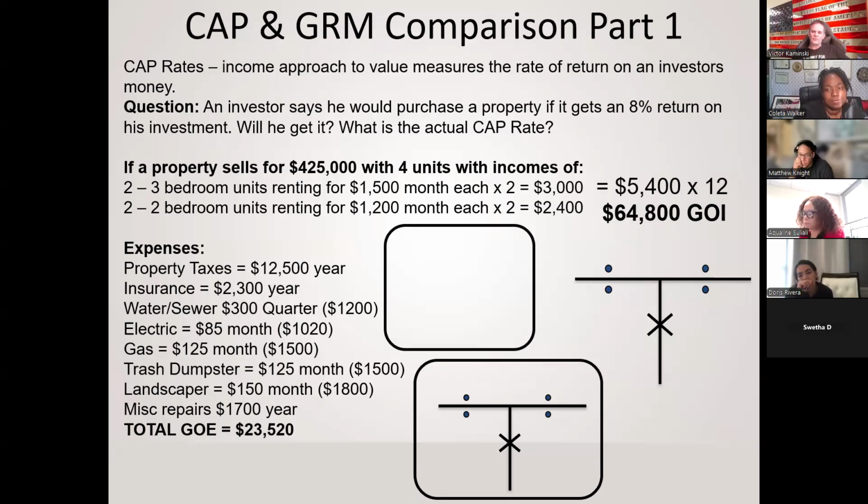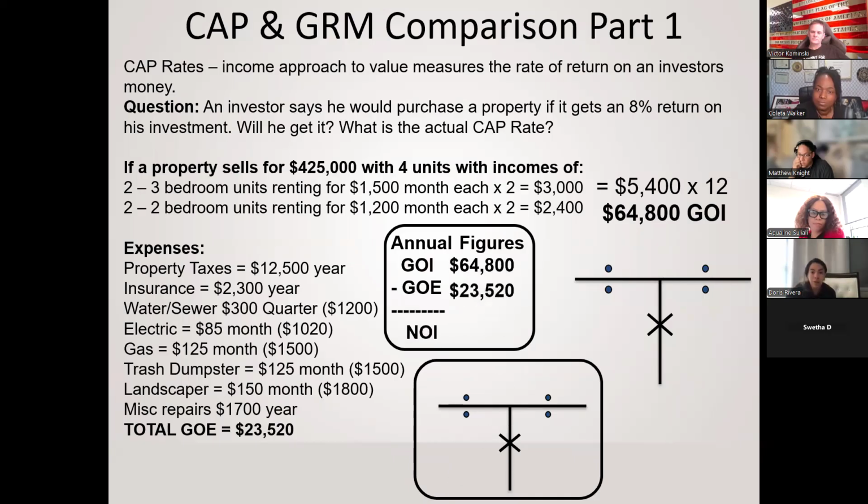And how do we get the annual net operating income? You take the 64,800 minus the expenses, the 23,520. And that gives 41,280. And now what? You have the sales price. Yes, okay, 425. Where's that go? On the bottom of the T, on the side. And then you should get the percent on the side.